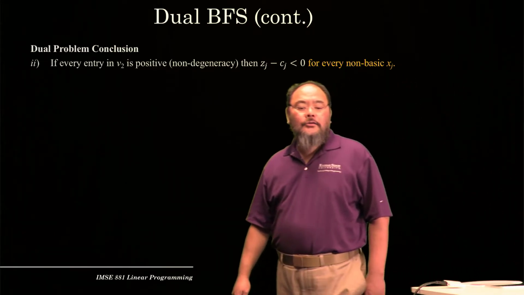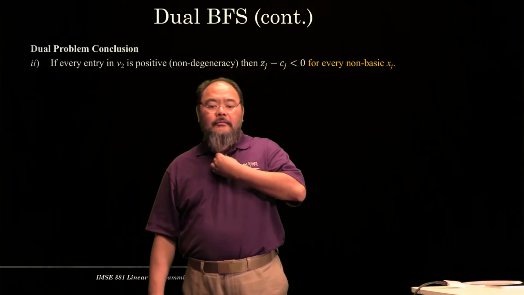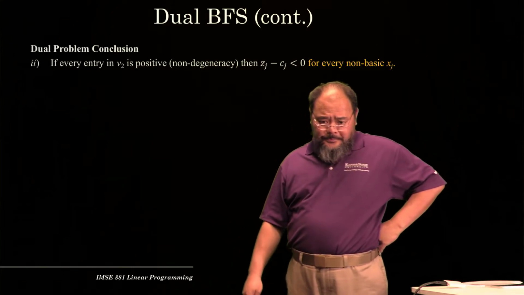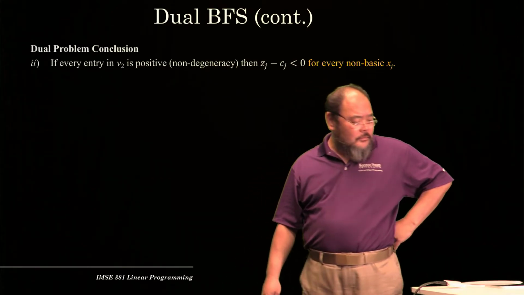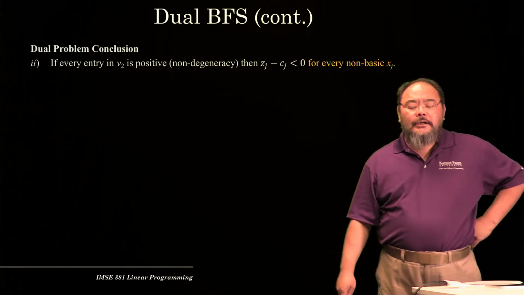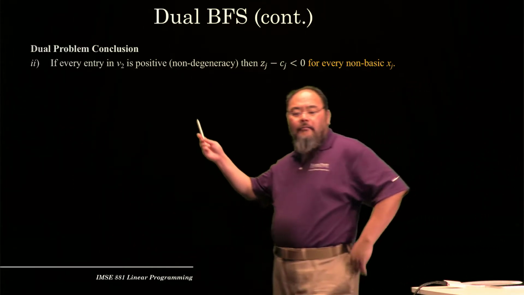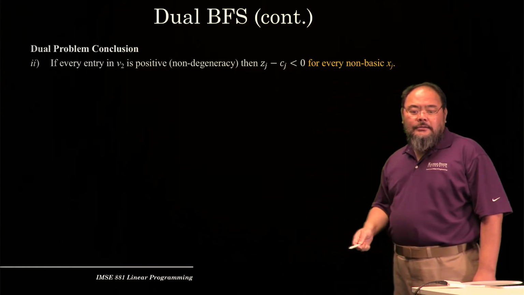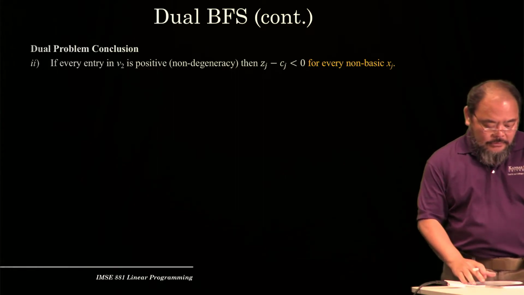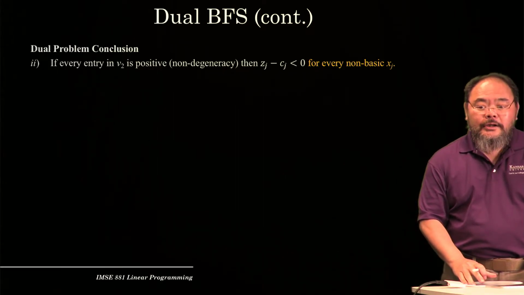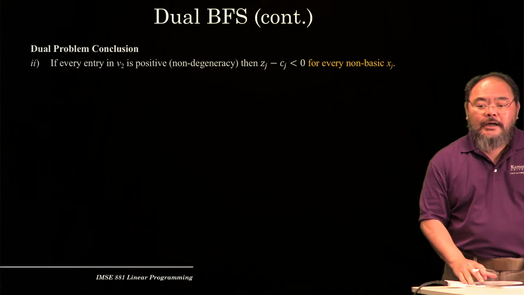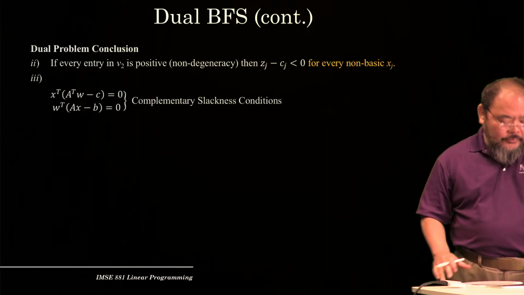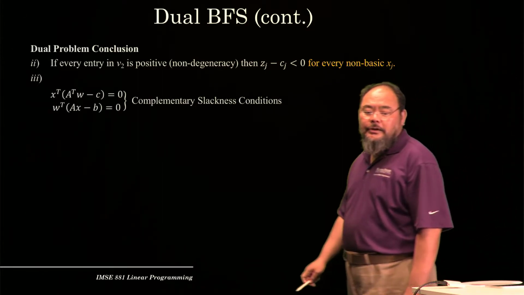If every entry in V2 is positive, in that case we call that the non-degeneracy condition, then we have Zj minus Cj strictly less than 0 for every single non-basic variable Xj. Because V2 is non-zero, the corresponding Xj has to be 0 and non-basic. Therefore, number 3, the complementary slackness condition.